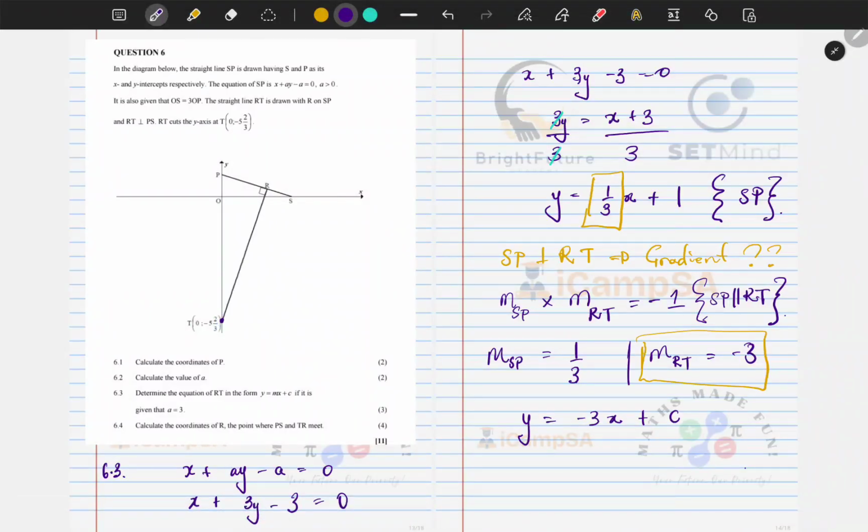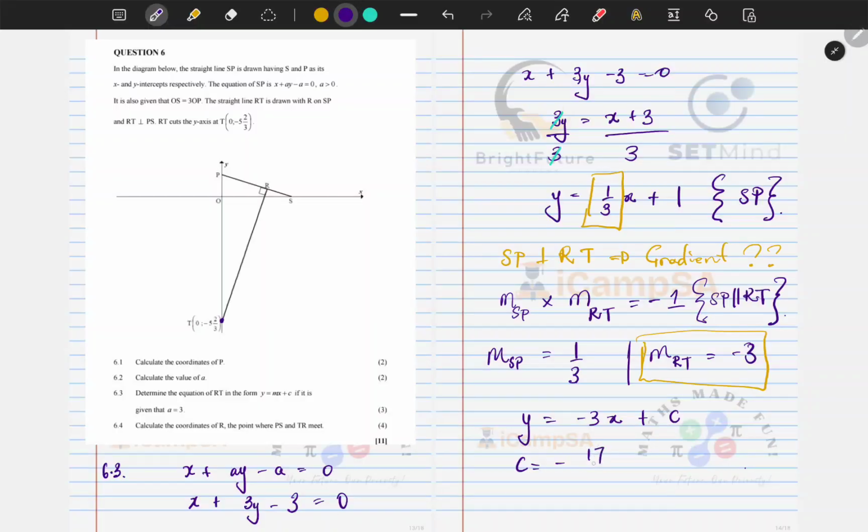So that means that your -5 times 2/3 is going to be the value of c. Why? Because it's your y-intercept, right? So that means that your c is going to be, if you do this in simple terms, your -5 times 3, it's going to be 15 plus 2, it's going to be 17.